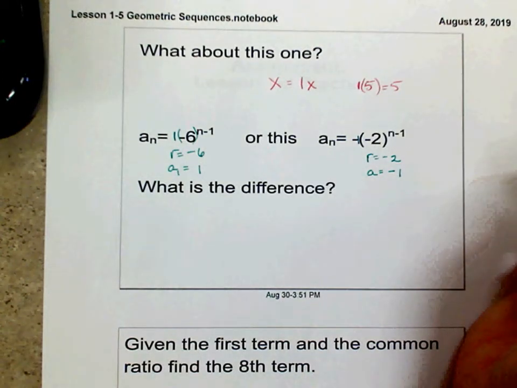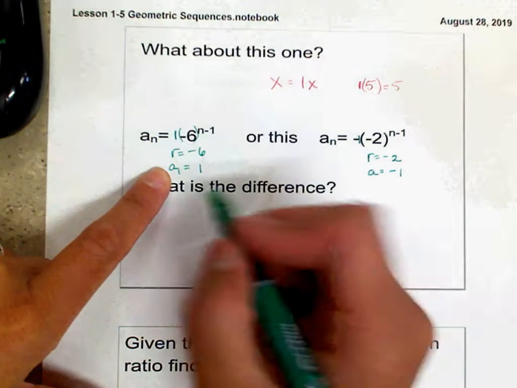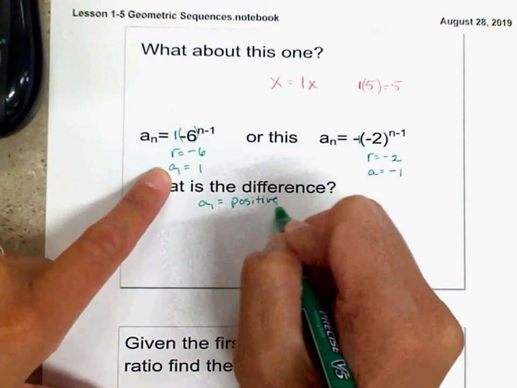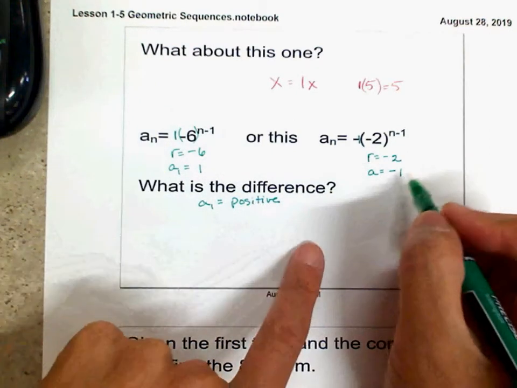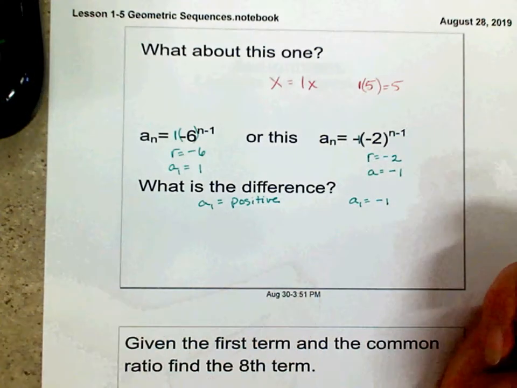So what's the difference here? The difference is this first term is the positive number. It's an understood 1. Okay? This one, the first term is a negative 1 because you have a negative in front of it. All right.